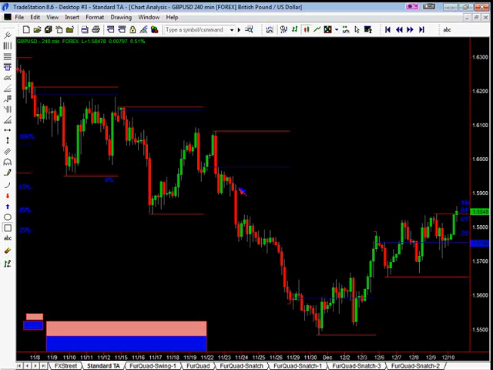So one of the things that we can do is try to identify where there was a significant change in the balance of power. And that's very easily done. Just look back across the charts. Where did the big move start? We're looking for nice, thrusting, large movements to identify where, again, these big moves were.